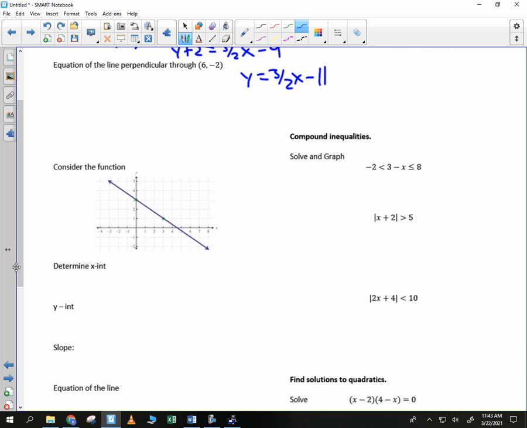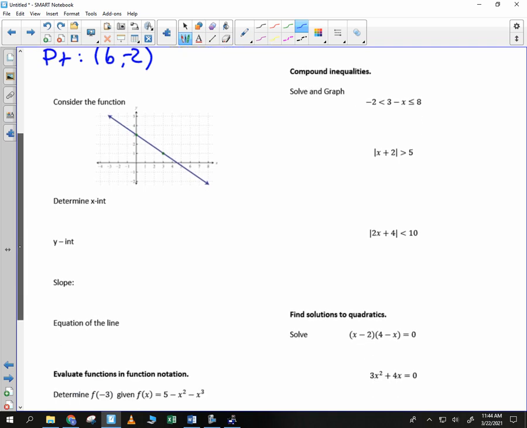2 more problems we're going to do together, and we'll pause for the day. Equation for the line perpendicular. Well, it goes through 6, -2. If it's perpendicular, what's going to be the slope? -2/3, the opposite reciprocal. Thank you. Probably going to have a question like that.